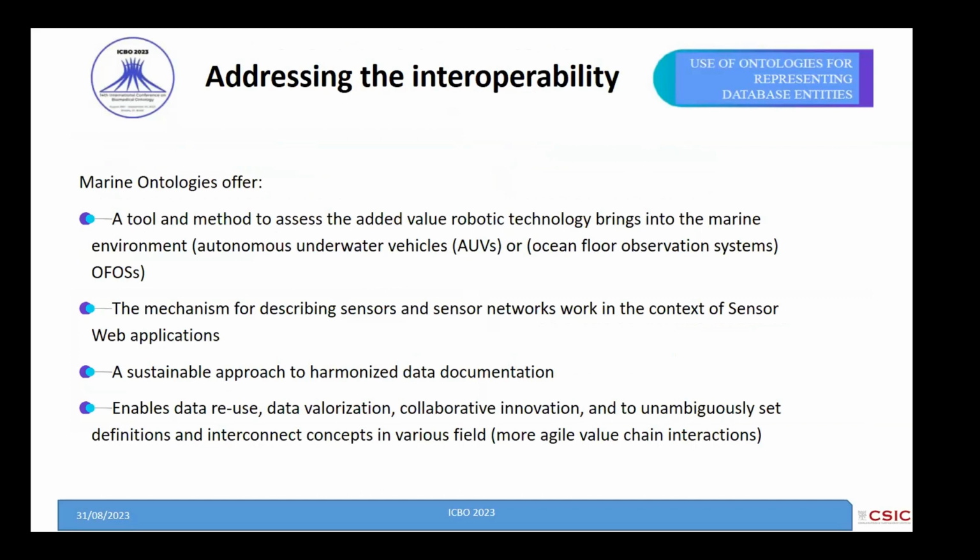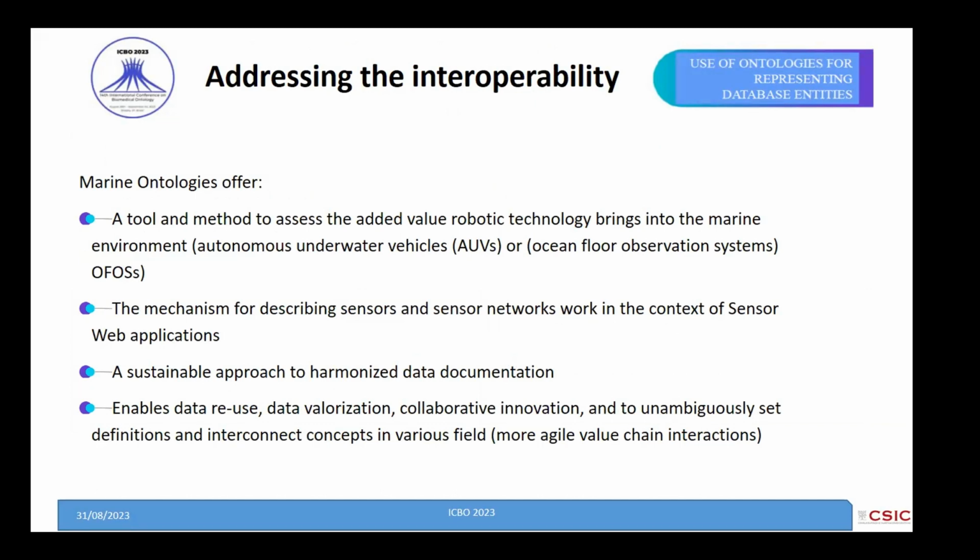Addressing the application of ontologies in ocean data grows out of an artificial intelligence engagement with marine data metrics of interoperability and reuse. Ontologies serve as such a tool and methods to assess the added value robotic technology brings into the marine environment, autonomous underwater vehicles, or ocean floor observation systems.